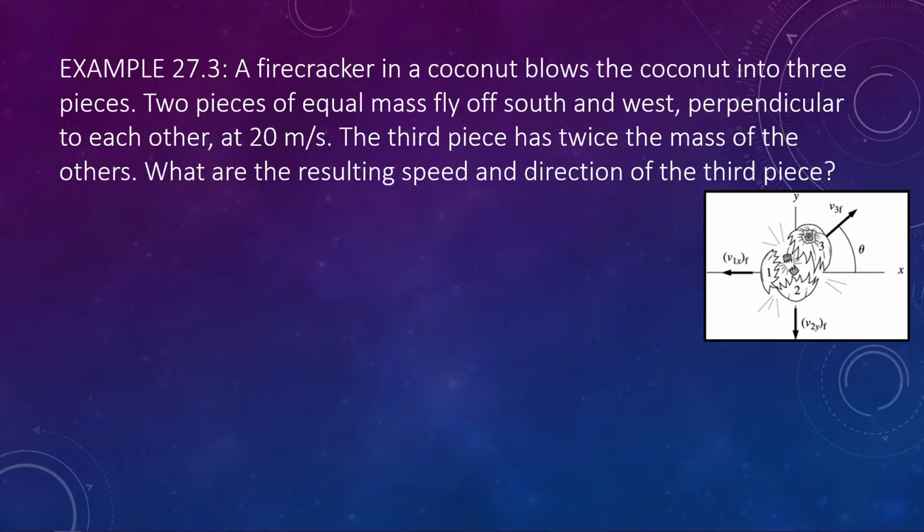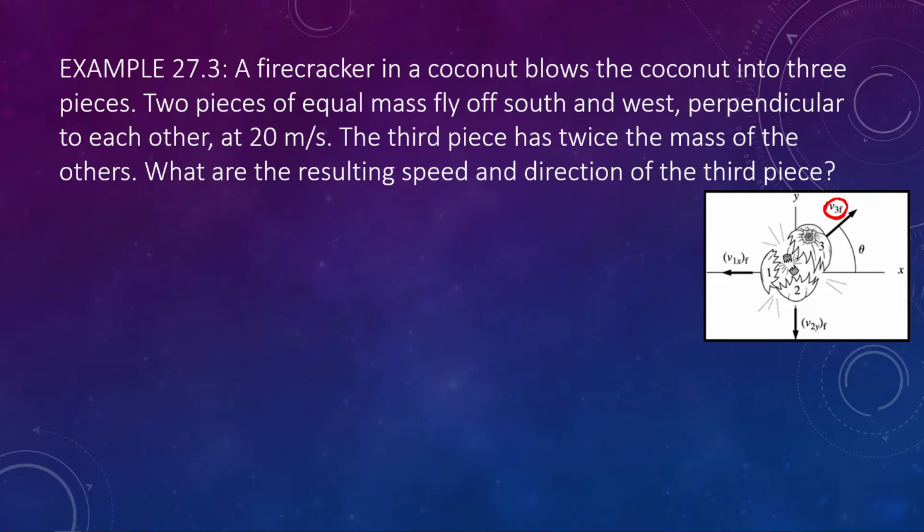We have a firecracker in a coconut, for whatever reason, blowing the coconut into 3 pieces as you see in the picture. Two pieces of equal mass fly off, one south and one west. So in the picture, one down and one to the left, perpendicular to each other, each at 20 meters per second. The third piece has twice the mass of the others. What are the resulting speed and direction of the third piece? So we're looking for the speed and direction of V3 final. How fast does this third piece move and in which direction?